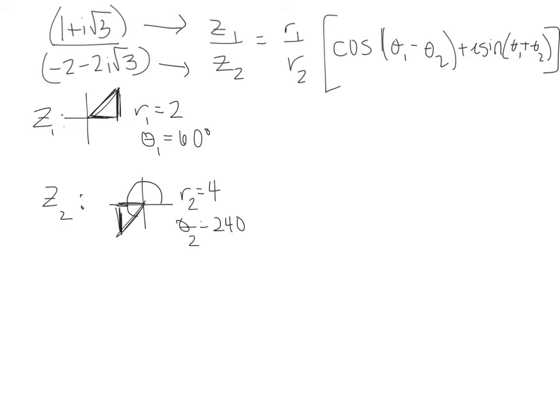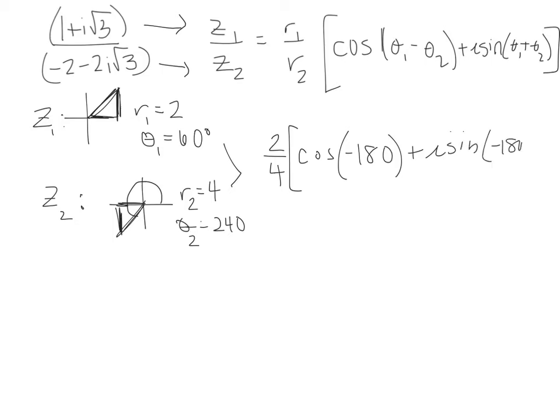Okay, so now you have all your info. So we'll bring it over here. So r1 over r2 is going to be 2 over 4 bracket cosine of 60 minus 240, which is a negative 180, plus i times the sine of negative 180. This should be a minus here.